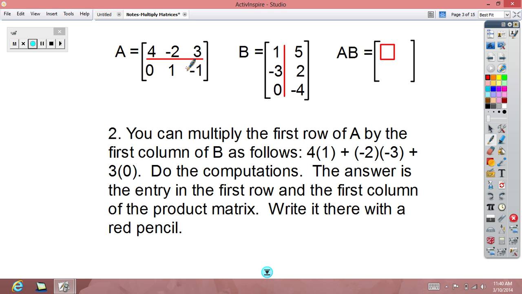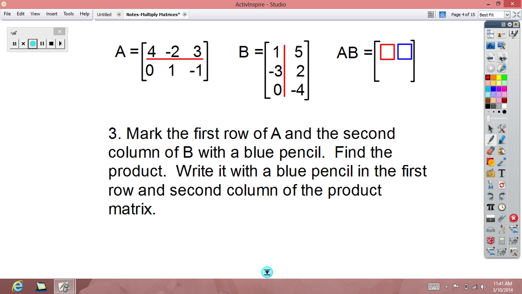Okay, so they did this for you here, and this is sort of how the rest of these are going to follow. You can multiply the first row of A by the first column of B as follows. So basically you multiply the elements. We already said this was 3, this was 3. So 4 times 1 here, and then you add it with the next pair of elements. Negative 2 times negative 3 plus 3 times 0, and I do the computations. The answer will be the first entry up here, okay, because we're multiplying first row by first column. So I do the computations, meaning I add the sum, and then I write it in here. So 4 times 1 is 4. Negative 2 times negative 3 is plus 6. 3 times 0 is plus 0. So there I get 10. So my answer here, my element is 10. Okay, and it follows like that.